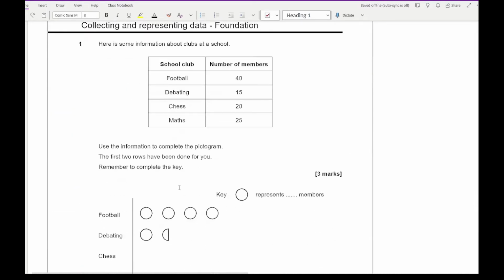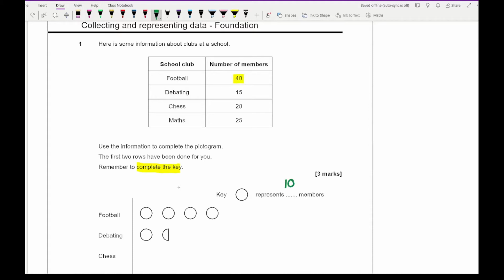Question 1 says, here is some information about clubs at a school, and it says use the information to complete the pictogram. The first 2 rows have been done for you. Remember to complete the key. That is probably the most important thing we need to do first. We know that football has 40 members and we've got 4 circles, so that means that 1 circle will represent 10.